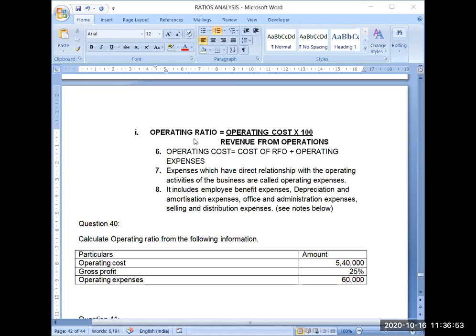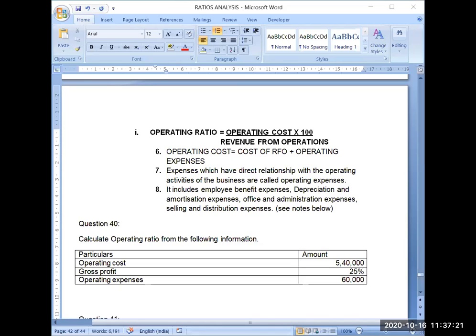Now see the formula of operating ratio. It is operating cost upon revenue from operation into 100. So operating cost has been calculated as a percentage of revenue from operation. Revenue from operation is the income of the business obviously, and out of that we are finding how much percentage is operating cost. So the remaining part will be our operating profit.